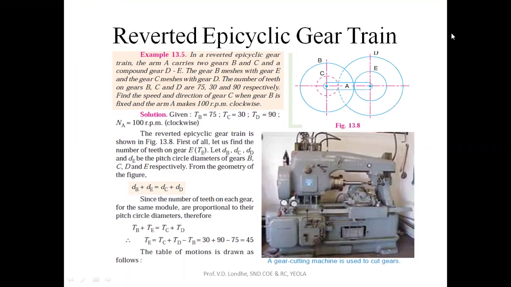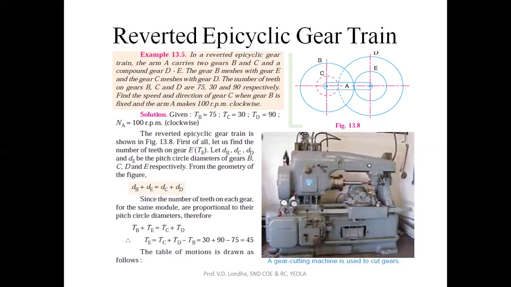Now in this problem, in the reverted epicyclic gear train, the arm A carries two gears, that is B and C, and a compound gear D and E. The gear B is in meshing with gear E, and the gear C is in meshing with gear D. The number of teeth on B, C, and D are given as 75, 30, and 90.